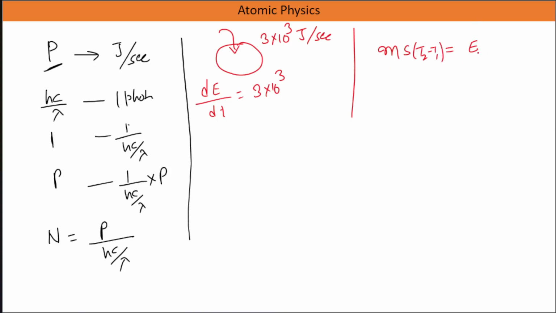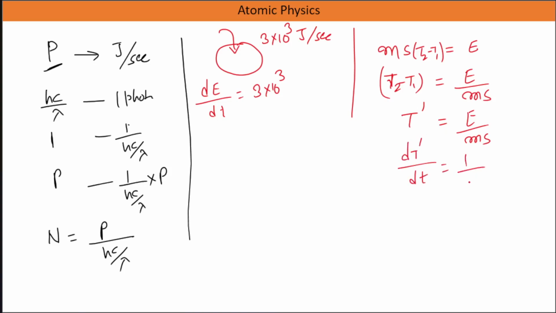If we have to calculate the rate of change of temperature, then T2 minus T1 we know is E by ms. So this is the temperature change. Indicate the temperature change by T dash, which is E by ms. So the rate of temperature change dT dash by dt is equal to 1 by ms into dE by dt, and dE by dt is power. At what rate is the temperature increasing? It is increasing because it is receiving energy; it won't lose temperature.